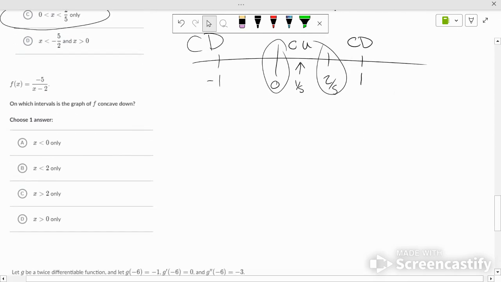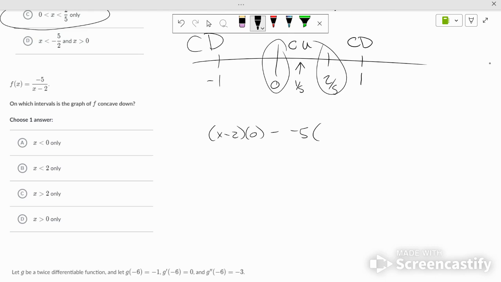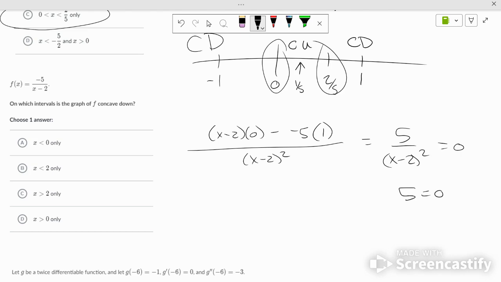Oh, this one. How are we going to take a derivative of this? We can do the quotient rule really easy. X minus 2 times the first derivative of the top is 0, minus a negative 5 times 1, all over x minus 2 squared. Did I screw something up? Okay. So I get 5 over x minus 2 squared. Okay. So that equals 0. 5 equals 0. Is there any?